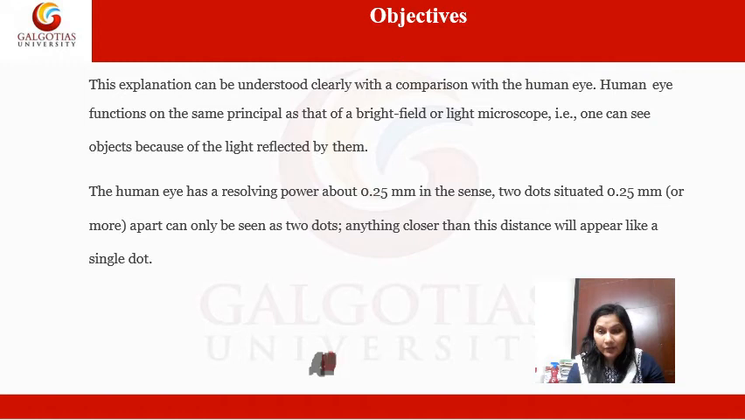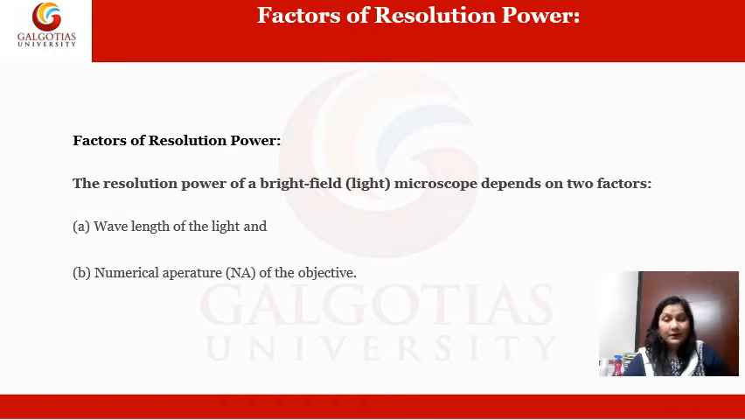Okay, now I think it is clear to you what is resolving power and what is magnification power. Now we will learn more about the resolving power, and the factors that affect it, in the next slides. The factors that affect the resolving power of the microscope are two. The first is the wavelength of the light and the second is the numerical aperture of the objective lens. Now we will discuss both these parameters one by one.